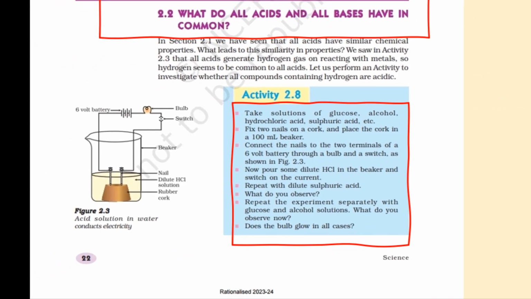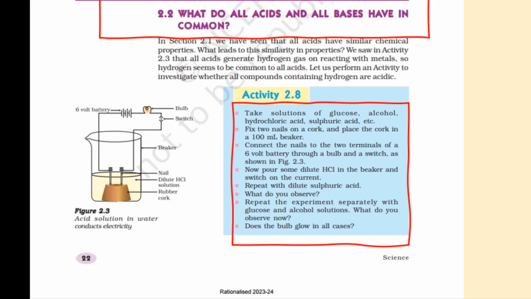What do all acids and bases have in common? Now, there are some suggestions of substances or reactants in activity 2.8. Glucose, alcohol, hydrochloric acid, sulfuric acid, they are not all similar substances. Some are acids, some are alcohol, some are carbohydrate solutions. The question is whether these substances are capable of allowing electricity to pass through. To identify that, you have to have a circuit connection as shown in figure 2.3.